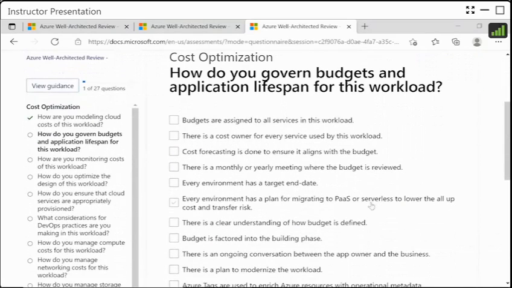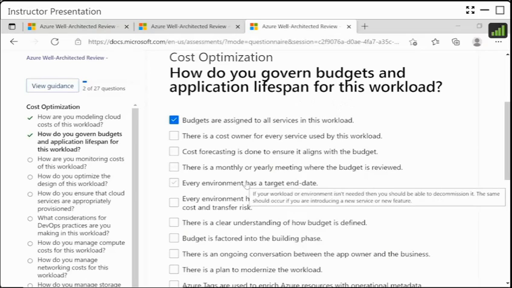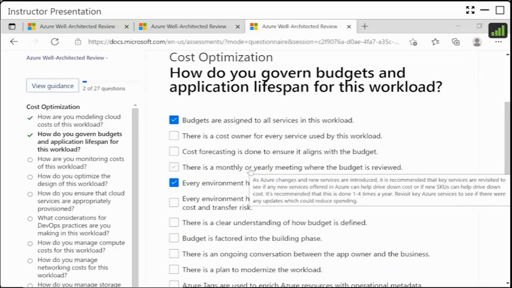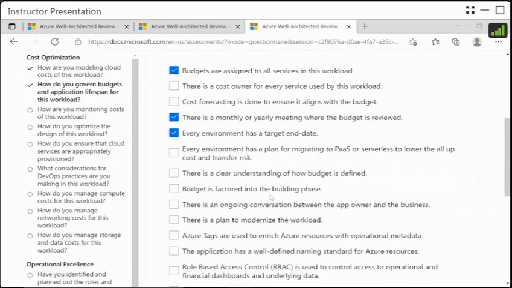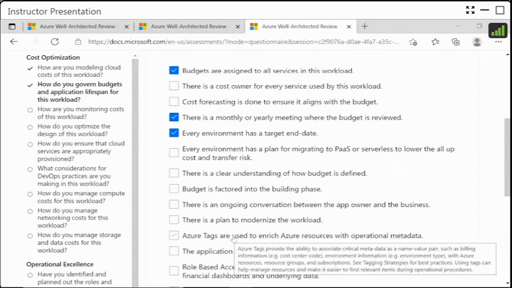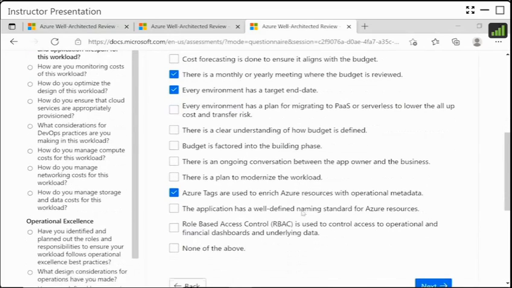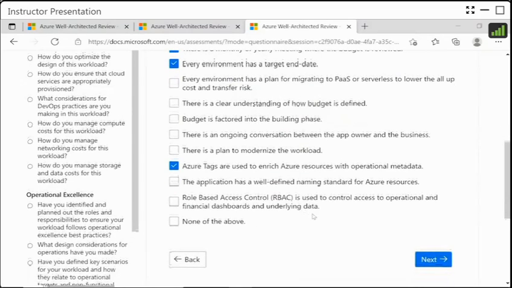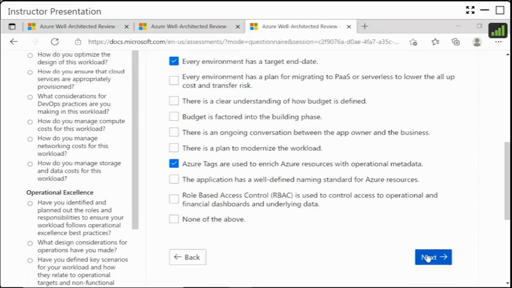It's asking me some more questions here. Budgets are assigned to all services in this workload. Sure. And these questions pertain to this overarching question. How do you govern budgets and application lifespan? Does every environment have a target end date? Yes. Is there a monthly or yearly meeting where the budget is reviewed? Yes. Is budget factored into the building phase? No. Is there a plan to modernize our workload? No. Are Azure tags used? Yes. Okay, so I'm just kind of giving an idea here of some of the things that you may or may not have done when you built your workload or workload that's already been deployed. We'll click next.